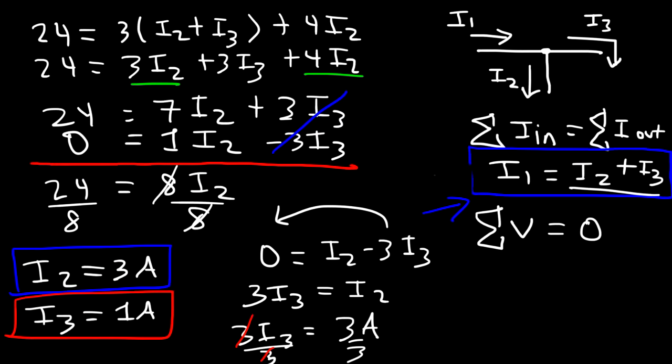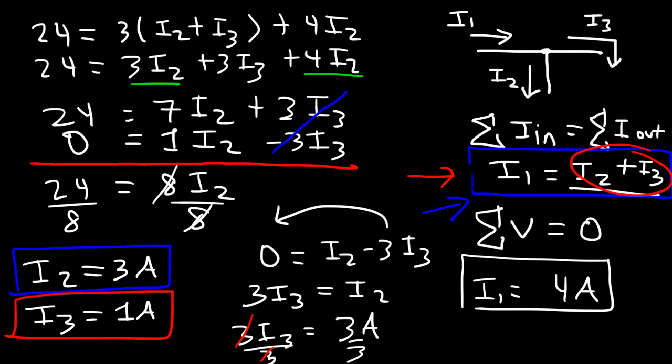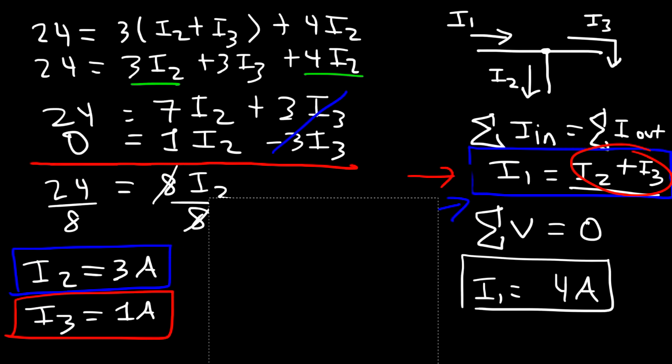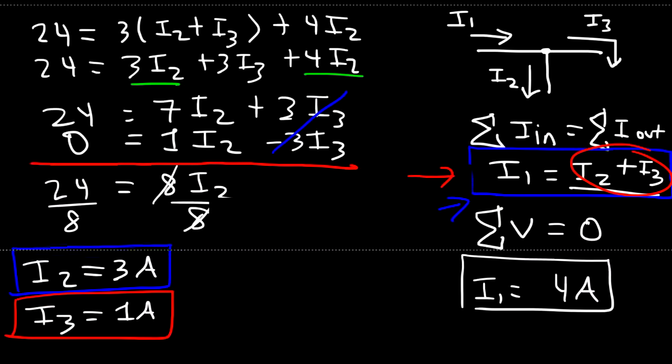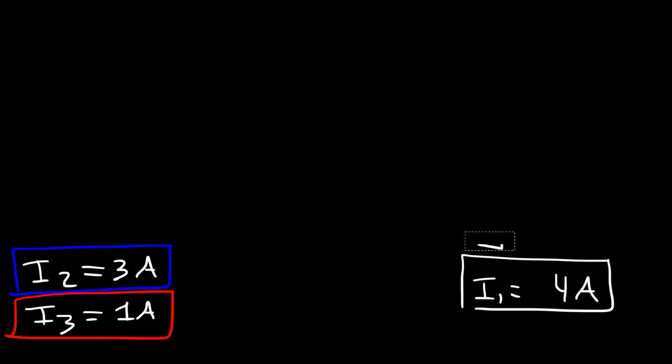And now we can calculate I1. I1 is simply the sum of I2 and I3. So I1 is equal to 3 plus 1, so that's 4 amps. So now we have all the answers that we need. So let's analyze the circuit to make sure that everything makes sense. So let's redraw the original circuit.